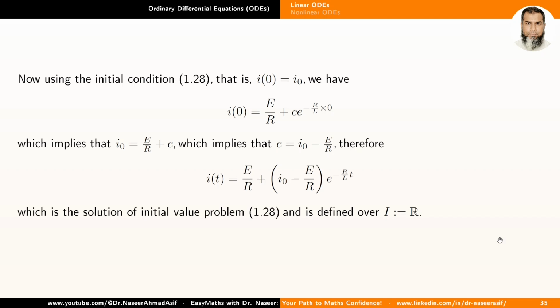Well, in the next lecture, we will see some more exercises related to first order initial value problems.